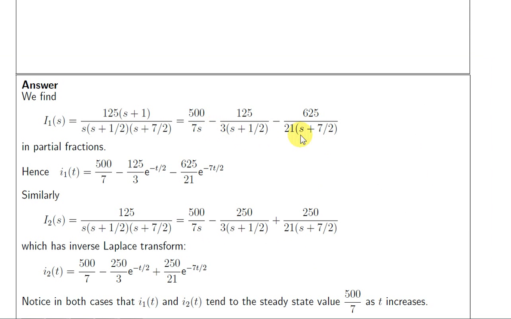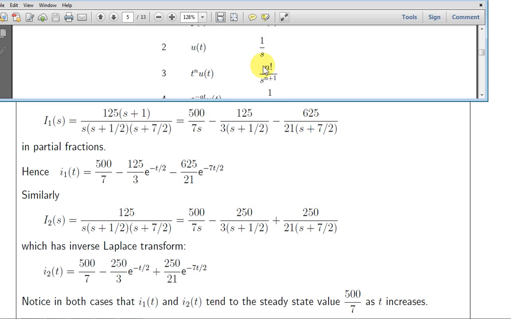Okay, so here is I1 of s, and the inverse transform of this is quite straightforward. The first term involves 1 over s, and the inverse transform of 1 over s is just u of t, which is just 1, because we're just dealing with positive t here. So we have 500 over 7 times 1. And in this next one we have 1 over s plus a half. 1 over s plus a half is e to the minus a half t, or e to the minus t over 2. And then we have the constant minus 125 over 3 times it, using linearity.